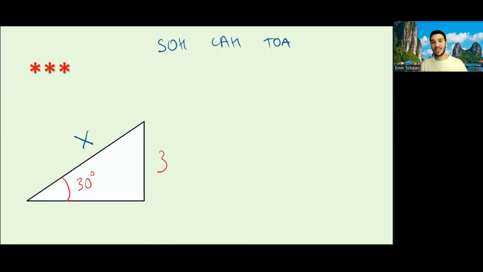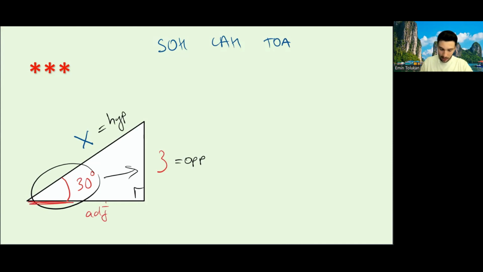Now let's name the sides very quickly. This is the angle of interest. Right across it, you have the opposite side. Here, right across the 90-degree angle, you have the hypotenuse side. And the other side is going to be called the adjacent side because it's connecting the hypotenuse to the angle of interest. So I want to find x.